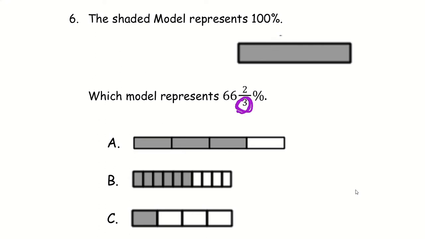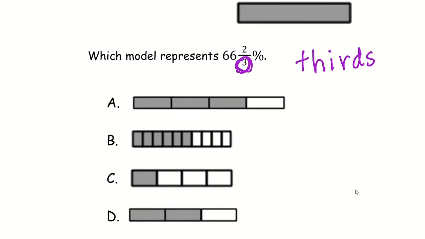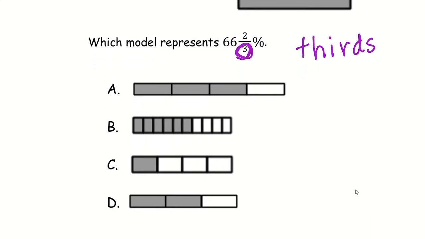I know that I'm looking for something that is counting by thirds. And I can count by thirds: 1/3, 2/3, 3/3. Okay, let me show you all the answer choices here. If I'm looking at A, I see that it's counting by 1, 2, 3, 4. This one's fourths, so I don't think that's it. All right, so I'm going to just mark this one out.